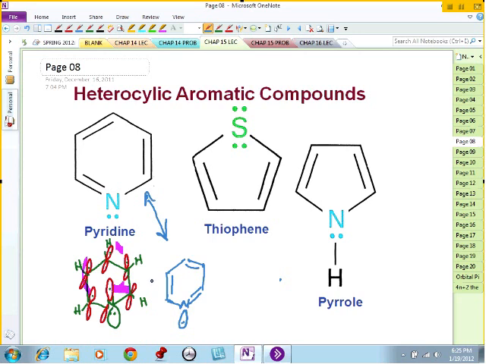Now in this particular instance, how many electrons does the nitrogen contribute to the aromatic system, to the pi electron system? How many electrons? I mean, if you look at this here, how many electrons does it contribute? One. One, exactly. It only contributes one electron.